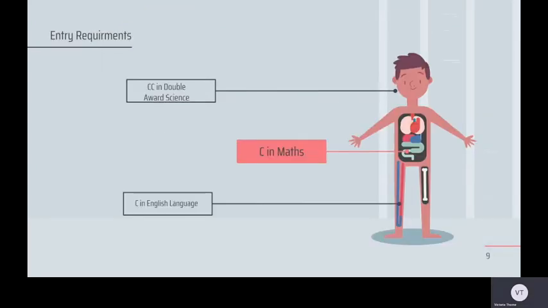The entry requirements are that you must have C's in science, regardless of whether you studied double award or triple award science. If you have taken double award science, you must have a minimum of 2 C's. If you have taken triple award science, you must have achieved a C in all 3 sciences. You will also need a C in English language and mathematics.